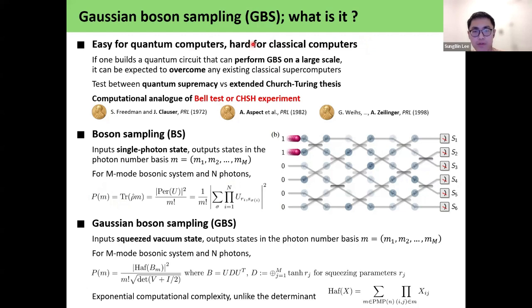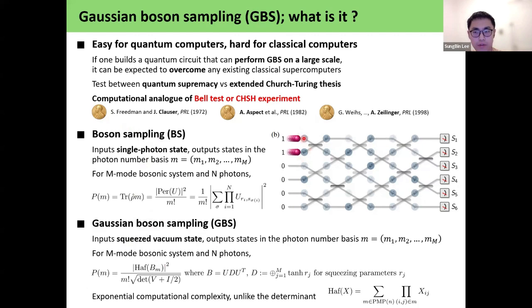Obviously, it is very simple for quantum computers because you just have to measure the outcomes, and that will be basically it. For Gaussian boson sampling, it's quite similar, but a little different from normal boson sampling in that you input a squeezed vacuum state. I'll explain what squeezed vacuum states are and how to create them in later presentations.